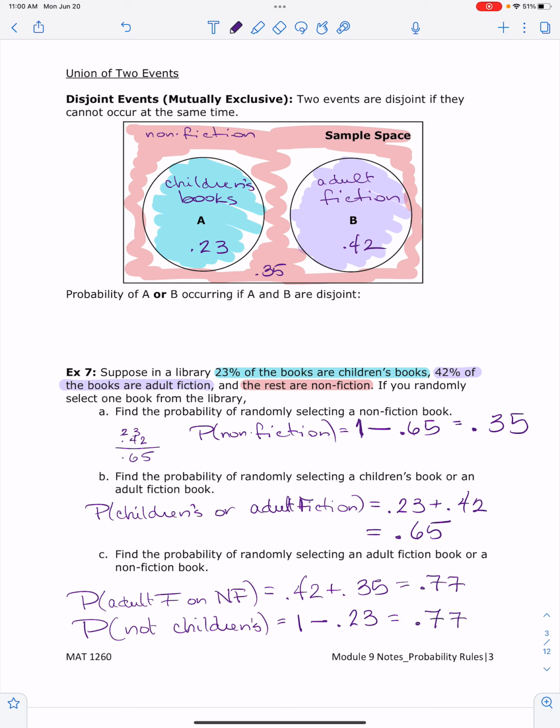Again, we get 0.77. So the probability that A or B occurs is going to be the probability that A occurs plus the probability that B occurs.